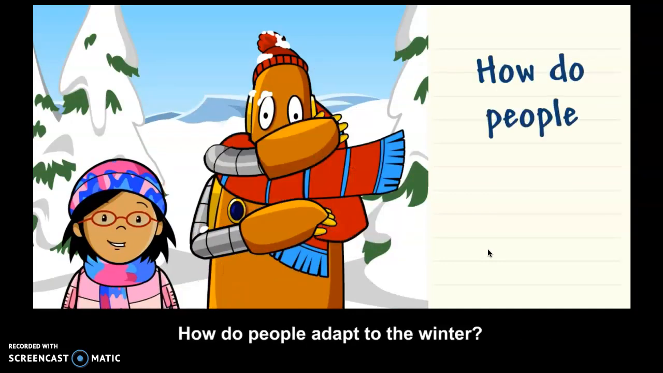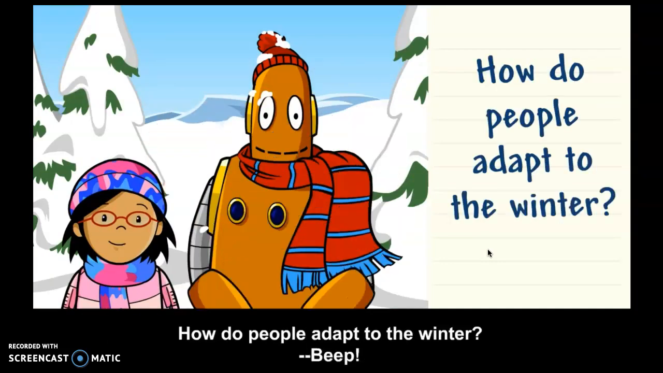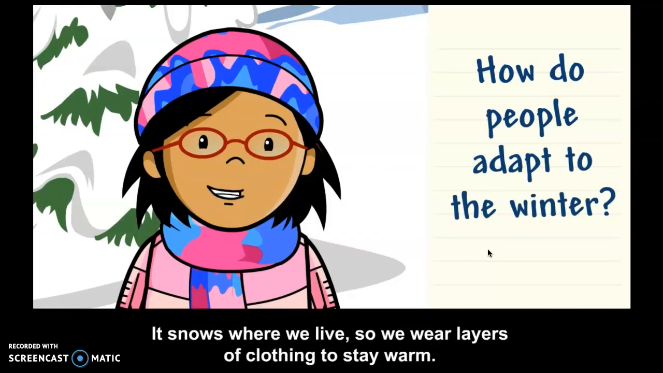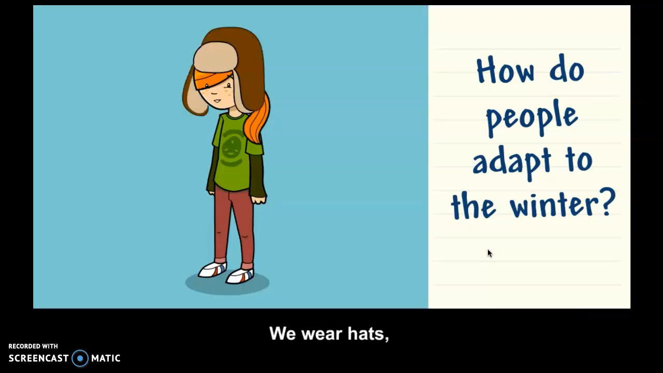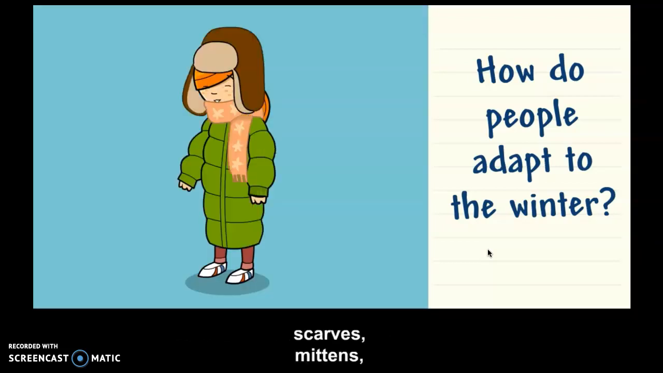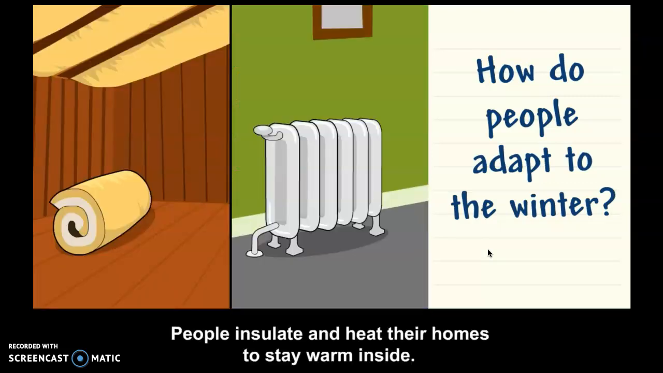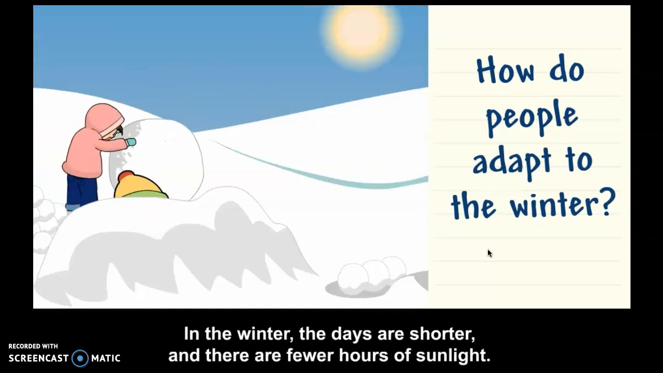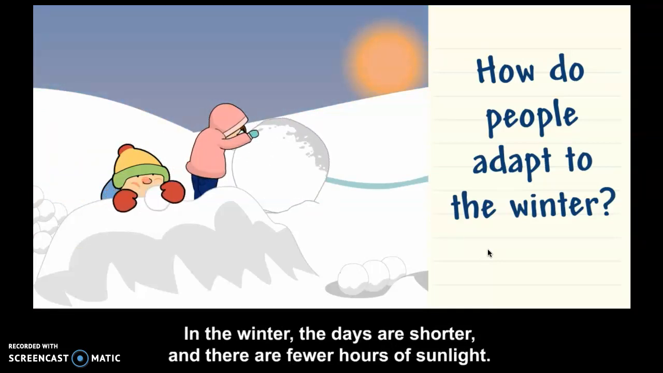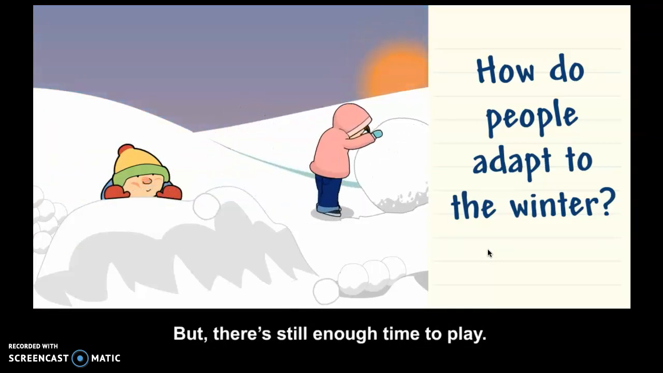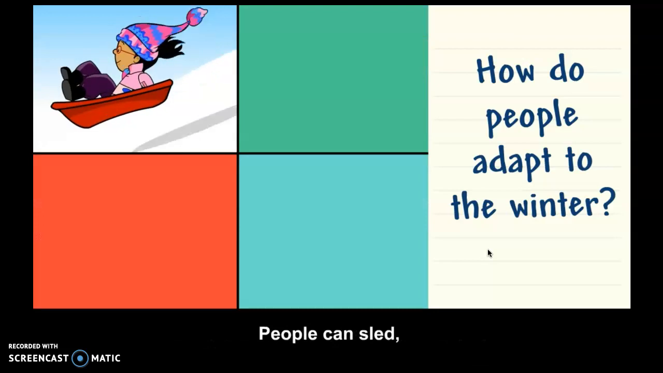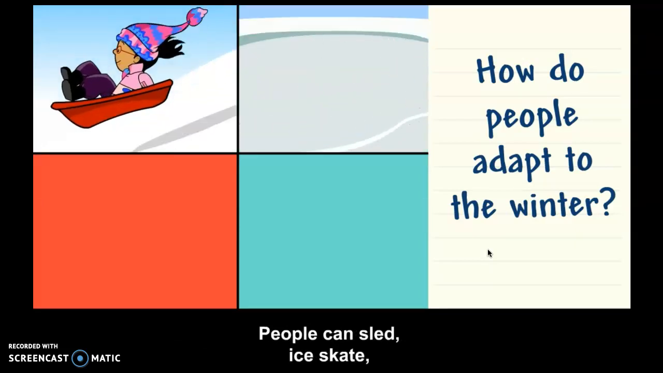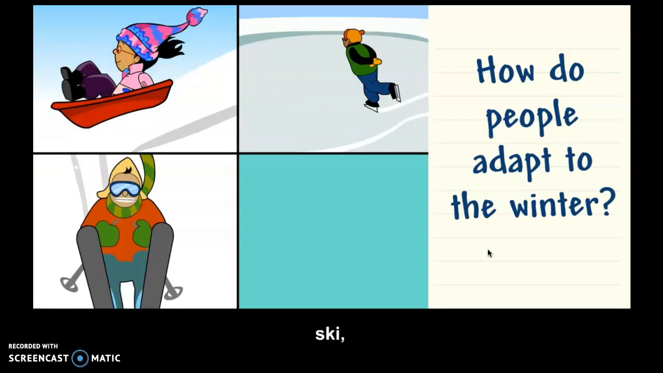How do people adapt to the winter? It snows where we live, so we wear layers of clothing to stay warm. We wear hats, coats, scarves, mittens, and boots. People insulate and heat their homes to stay warm inside. In the winter, the days are shorter and there are fewer hours of sunlight, but there's still enough time to play. People can sled, ice skate, ski, or snowboard.